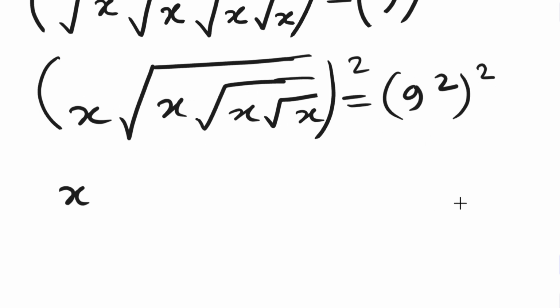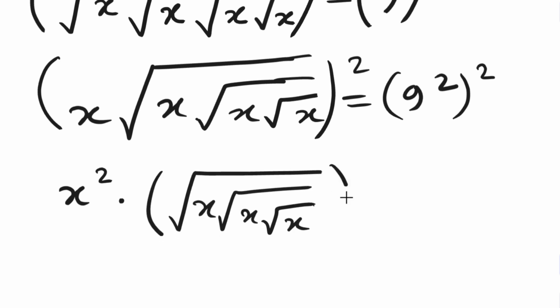Remember the exponent rule, which says a power raised to another power means we multiply the exponents. So, x whole squared becomes x squared, while the remaining nested square roots are also squared together. This gives us x squared multiplied by the quantity containing the 3 nested square roots of x, all squared, equals 9 raised to the power 4.